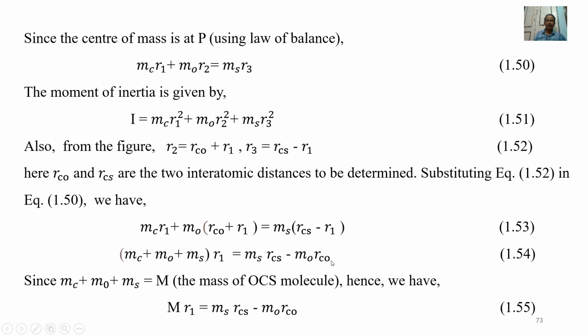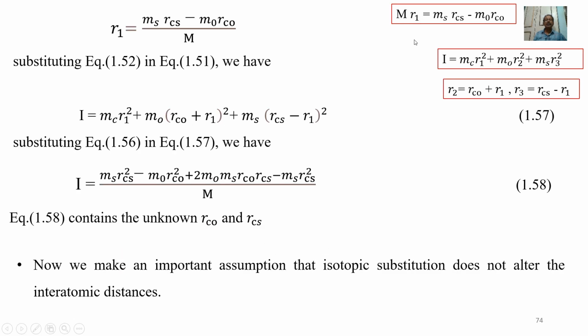You bring m_O r_CO to the right hand side, we will have minus m_O r_CO. And we know that m_C plus m_O plus m_S is nothing but the mass of the OCS molecule, which is nothing but capital M. So substitute here. So we will have M r1, which is equal to m_S r_CS minus m_O r_CO. And therefore r1 equals (m_S r_CS minus m_O r_CO) divided by capital M.